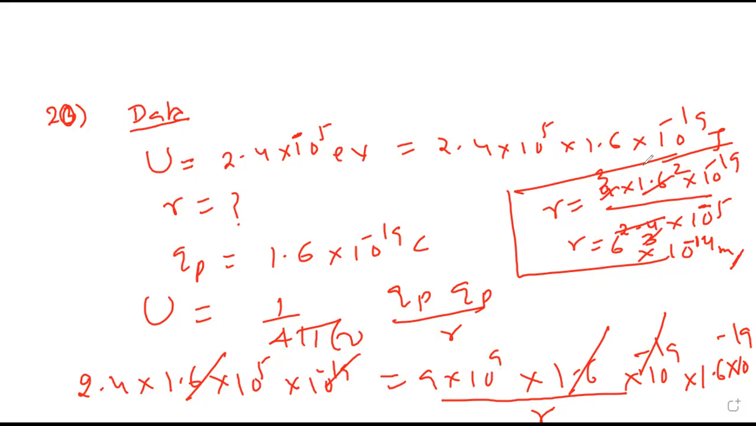See, here I made a mistake. 9 into 10 raised to 9, I didn't write here. So this is correct. It is plus 5 only. So it will come minus 15, because minus 19 plus 9 is minus 10, minus 10 and minus 5 is minus 15. After this, we'll do 23 and 24.